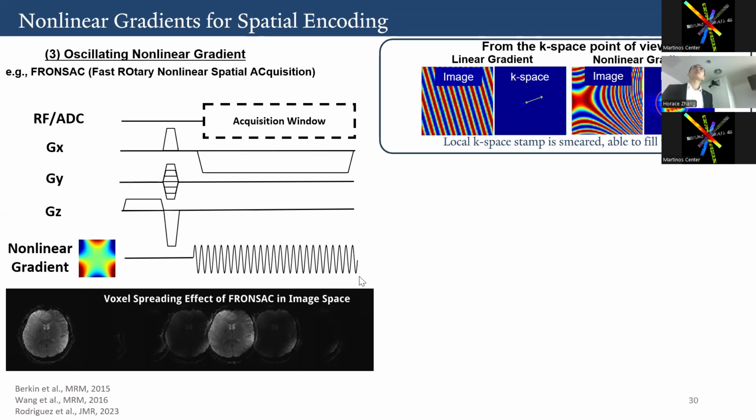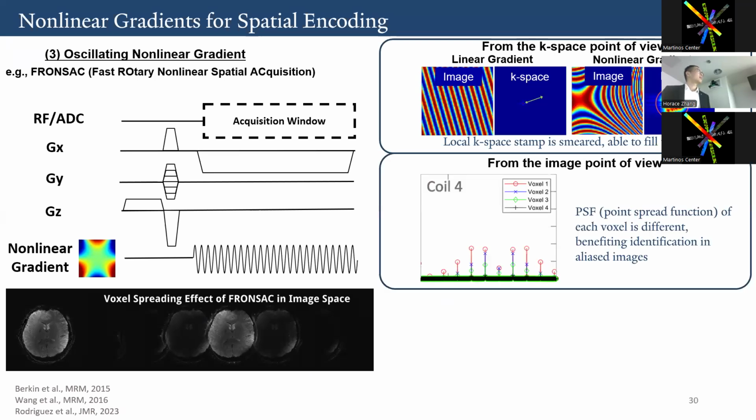Now, why do we prefer it? Well, we can explain it from the k-space point of view. The local k-space stamp is not a single point anymore. It's more like a smeared stamp that is able to acquire more information beyond that point and able to fill the gap that we might skip. From the image point of view, we can create a different point spread function for each voxel, and that benefits the identification in the de-aliasing process.